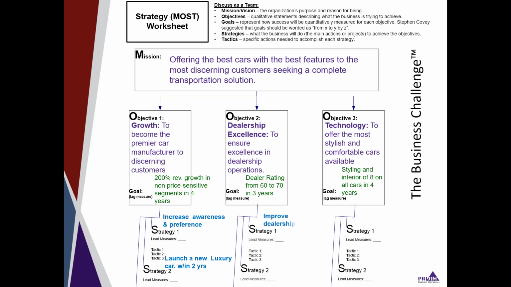Same thing with dealerships, improve dealership skills, optimize dealer discounts so that those dealerships are motivated to sell our vehicles. We need to invest in technology competencies along the way over the 4 years, the lag measure on technology of level 8. We want to incorporate them into the vehicles that we produce. So that's just a high-level overview of this process in action.